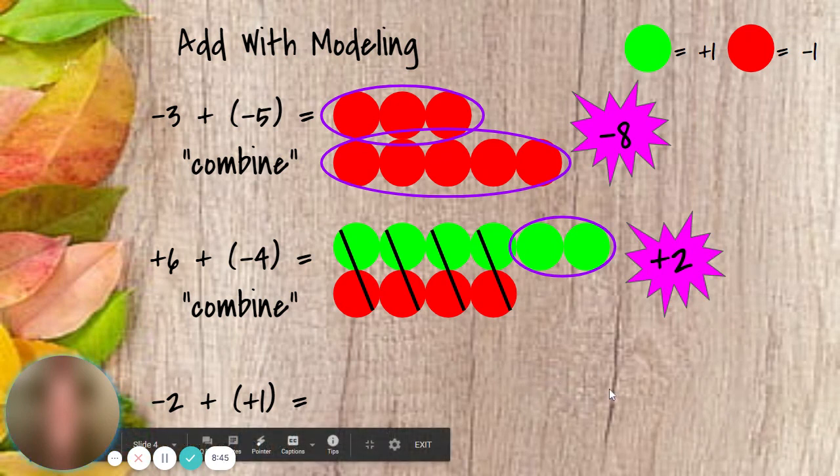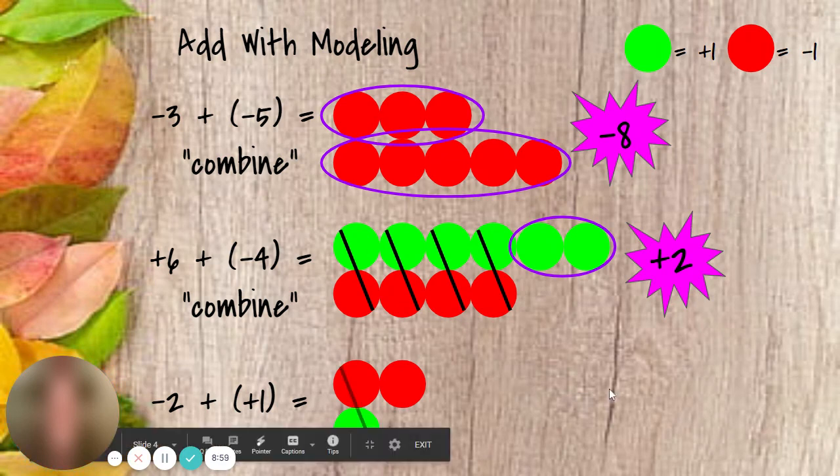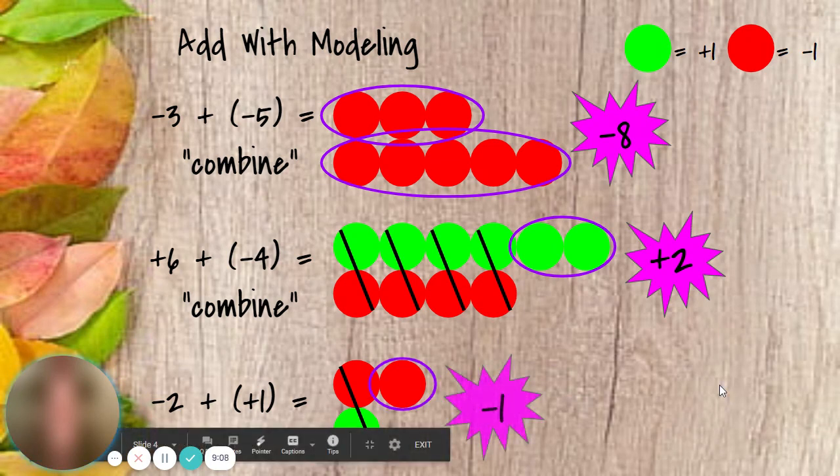Okay, down here I have -2 plus +1. I'm going to put in 2 red circles that account for 2 negatives. And then I have 1 green circle for the 1 positive. I'm going to do the same thing. I'm going to cancel out 1 negative and 1 positive. When I do that, what am I left with? I'm left with 1 red one, which is a negative. So my answer is -1.